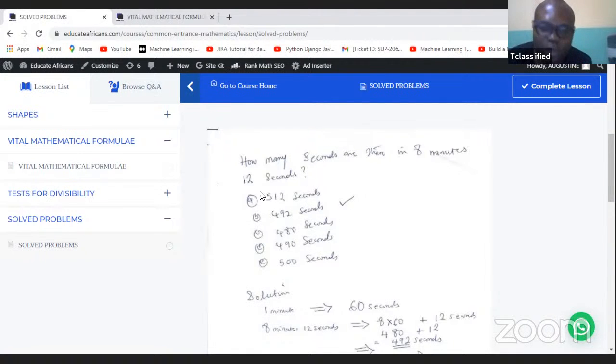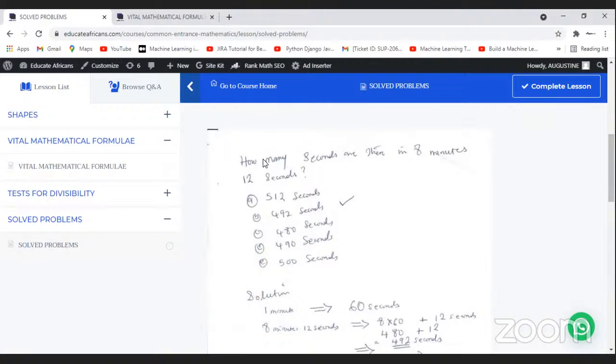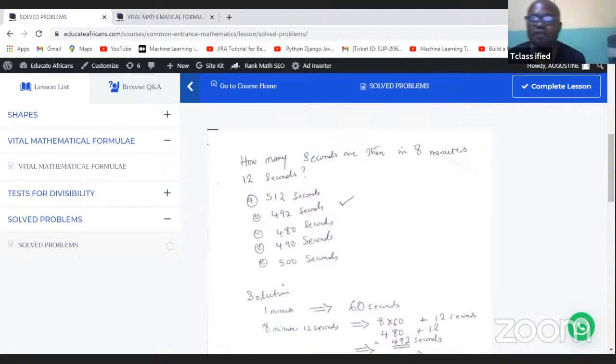So you see that this 12 is already in seconds. We are not going to touch it, but we're going to add it to what 8 minutes gives us in seconds. We found out that 1 minute is the same as 60 seconds. That means that 8 minutes is going to be 8 times 60. If you take 8 times 60, it gives us 480. So 480 plus the 12 seconds that we already had is going to give us 492 seconds. Was that how you came about your answer, Mona?